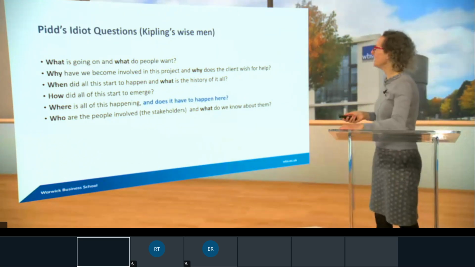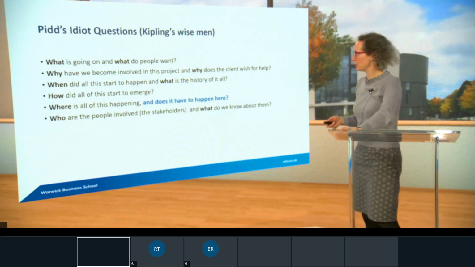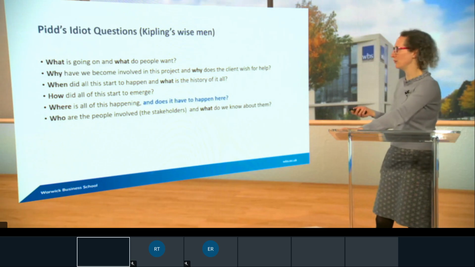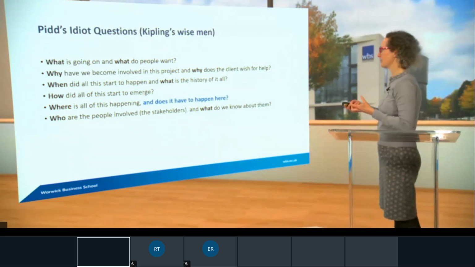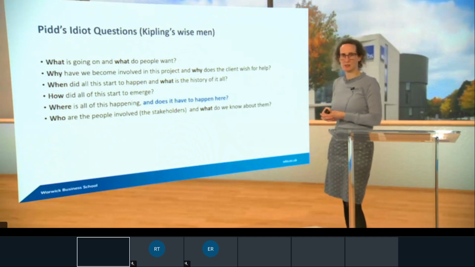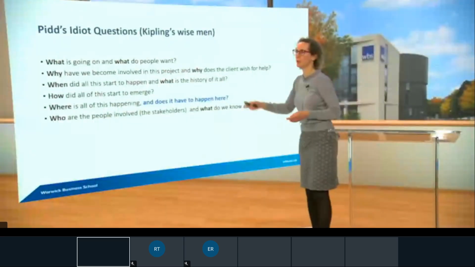However, Pidd is asking, when he's looking at a situation, what is going on and what do people want? Why have we become involved? Why does the client want help? When did this start? What's the history of all that's been going on here? How did it start to emerge within that history? Where is it all happening? Who are the people involved and what do we know about them? You'll notice here that I've got some text in blue.